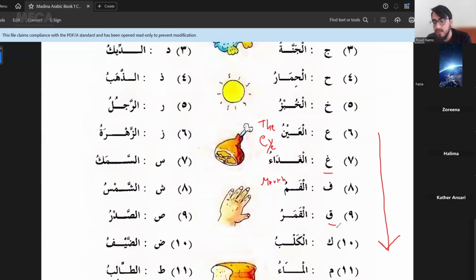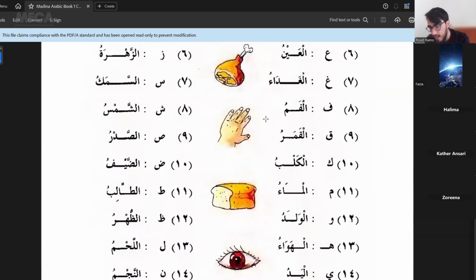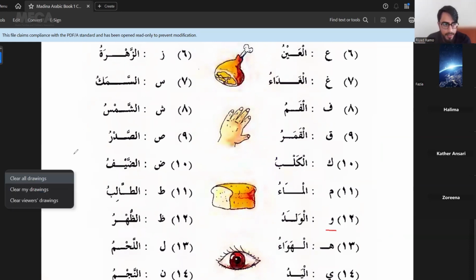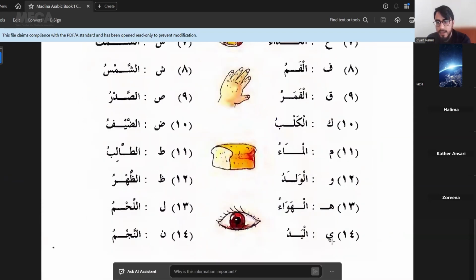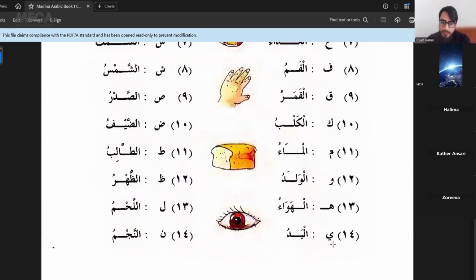Qaf. Qamaru, the moon. Kaf. Kalbu, the dog. Mim. Ma'u, the water. Waw. Waladu, the boy. Ha. Hawa'u, the air. Yeah, I think it's the last one. Ya. Yadu, the hand.